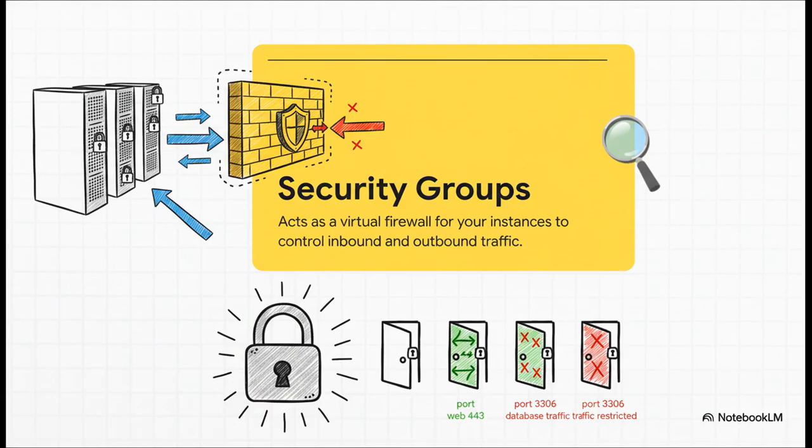And finally, security groups. If route tables are the hallways, security groups are the actual locks on the door of every single server you create. They act as a stateful virtual firewall. Now, that word stateful is really important. It just means if you let traffic in through the door, the system is smart enough to automatically let the response back out without you needing a separate rule. You can create rules that say things like only allow web traffic into this server or only let my web servers talk to my database server. They are your absolute first line of defense.